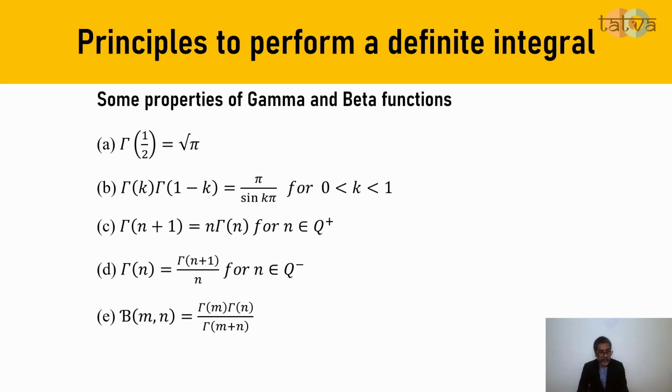Then gamma n plus 1 can be reduced as n into gamma n, and you can use it for positive fractions. Q plus stands for positive fractions. The same result can be manipulated as gamma n is equal to gamma n plus 1 by n, whenever n is a negative fraction. And the last one is a very valuable thing. All beta functions can be converted into a gamma function. Beta m comma n is equal to gamma m into gamma n by gamma m plus n. So it's not that easy. Some of them are easily understandable, but to integrate using special functions like gamma and beta requires a lot of practice.